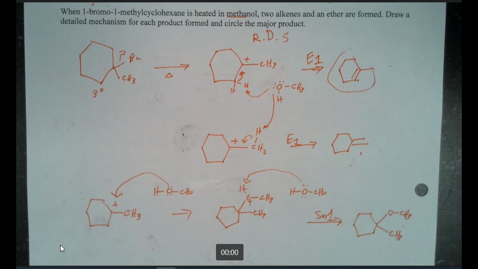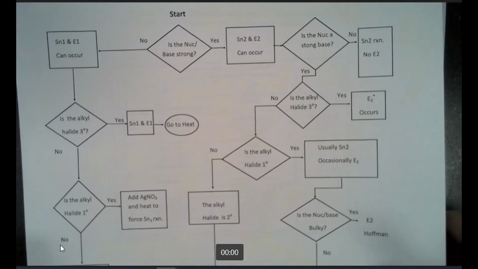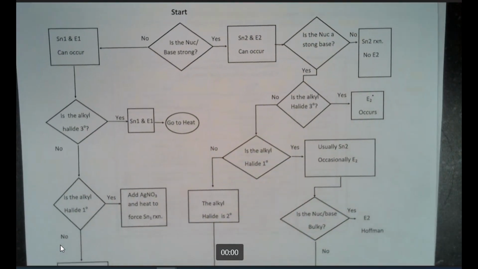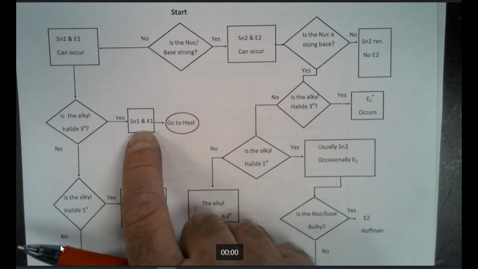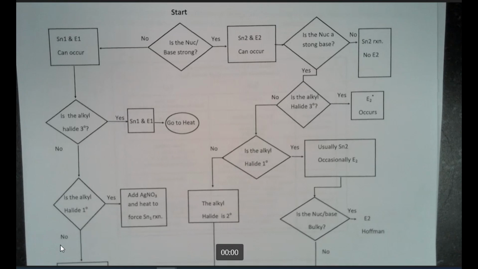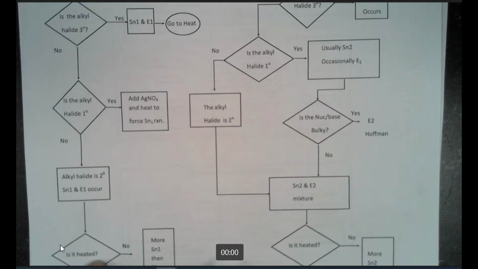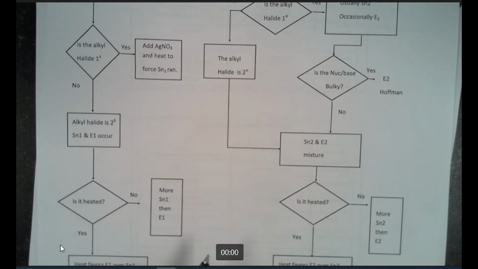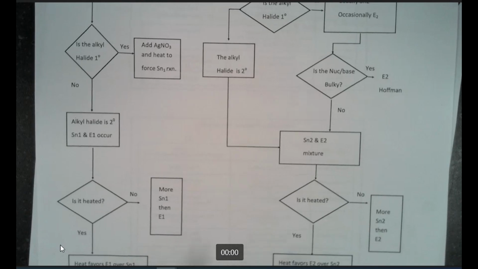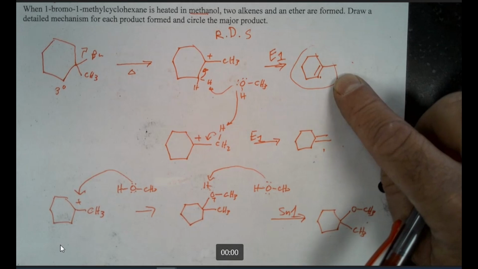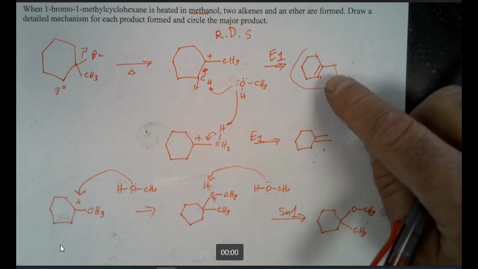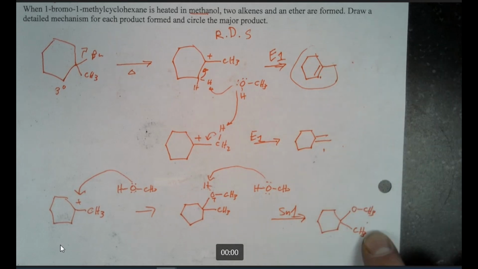The major product, let's just go through this thing for fun. Is the nuke base strong? No, it's weak. So SN1, E1 can occur. Is the alkyl halide tertiary? Yes. E1 and SN1 go to heat. That means come all the way down here. Heat favors E1 over SN1. So that's why we're going to want to circle this one here. Here are our three products, two alkenes and an ether.